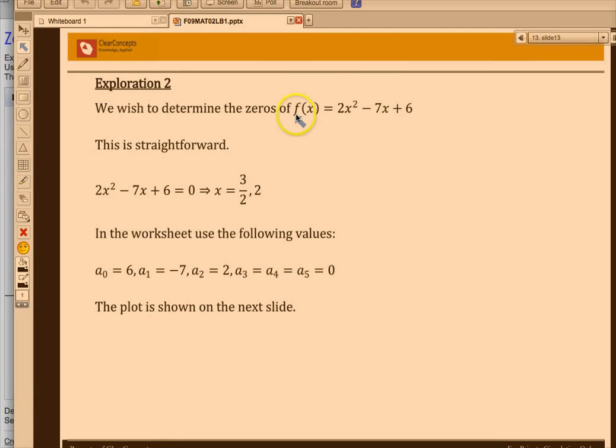f(x) is given by 2x squared minus 7x plus 6. Do we agree that the highest order of x, or the highest power of x, is 2? Yes? And therefore this is a quadratic polynomial. We want to find its zeros. What do we do? We set the polynomial expression to 0.